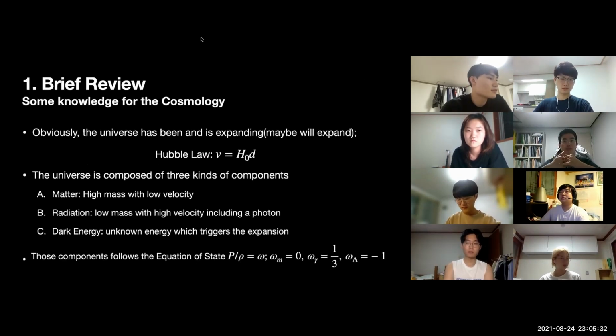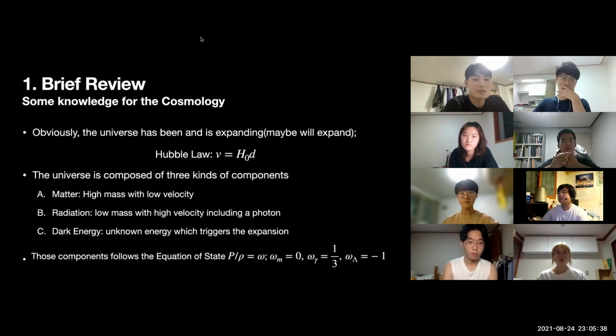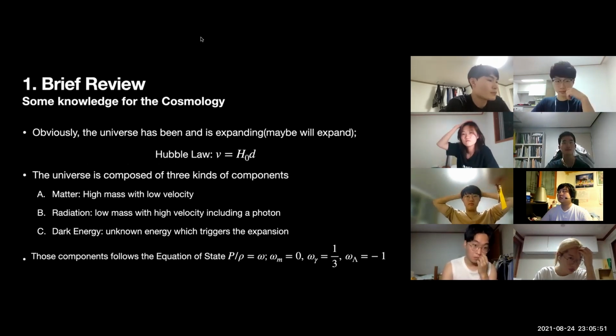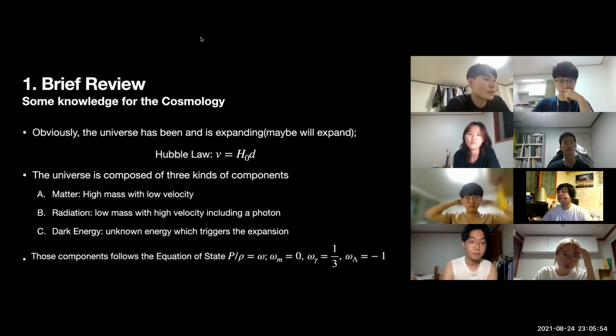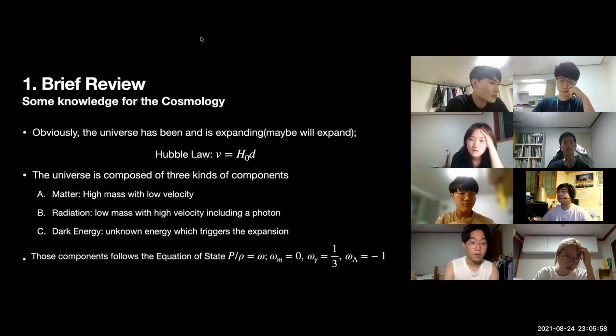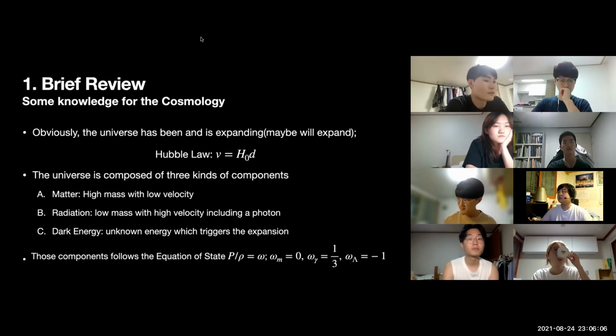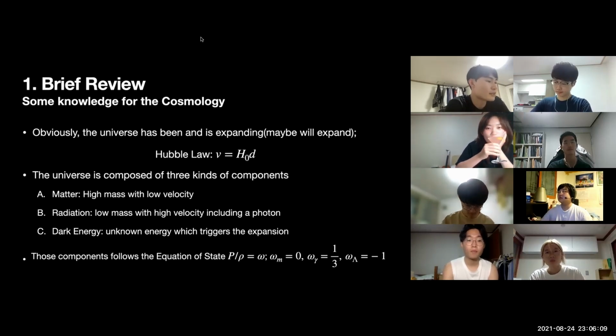Okay, first, let's review some cosmological knowledge. As you all know, the universe is expanding and has been expanding by the Hubble law, V equals H naught D. And the universe is composed of three kinds of components. First is matter, which means particles with high mass and low velocity, and the radiation, which means particles with low mass, so that they have a very high velocity, like a photon, and the dark energy, some unknown energy, which is known to accelerate expansion.